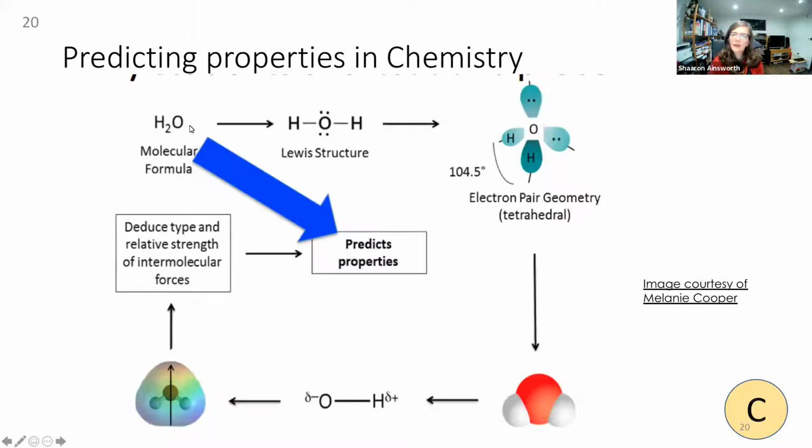Now, novices like you and me, unless any of us are chemists on this Zoom tonight, we typically try and predict the properties just from the molecular formula, and it doesn't work because we don't have all of these intermediate stages. And experts actually probably don't need to go through all of these intermediate stages because they've internalized them. But for novices, it's really helpful to draw out these transformations in order to predict the properties of representation.